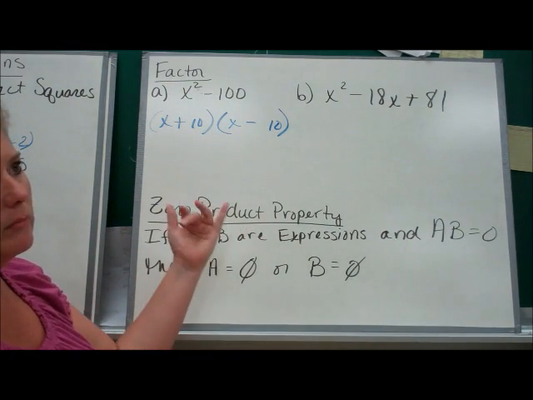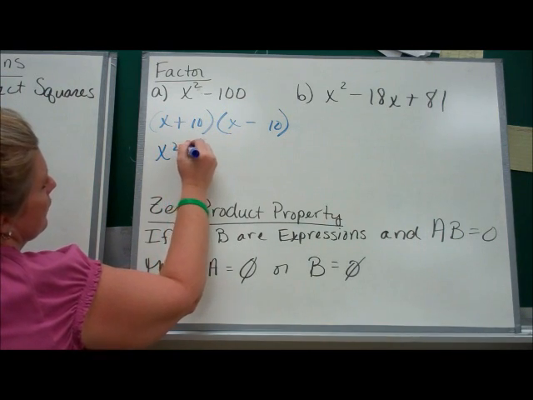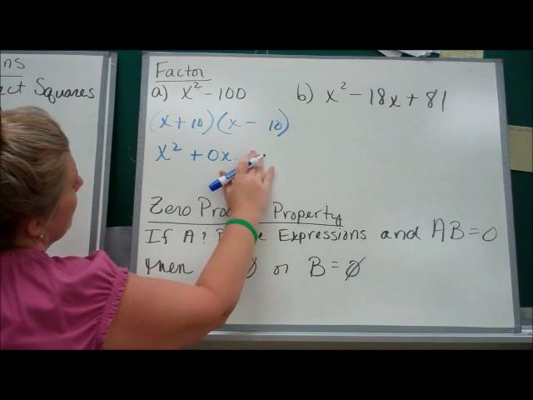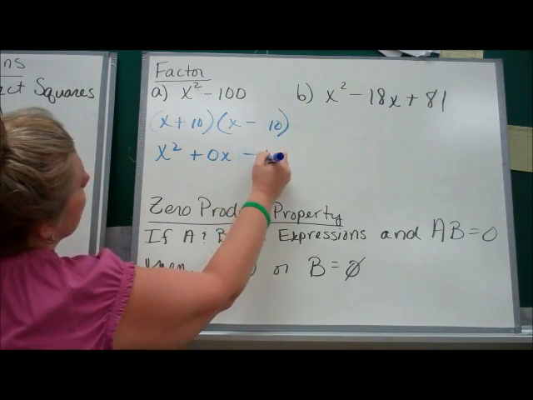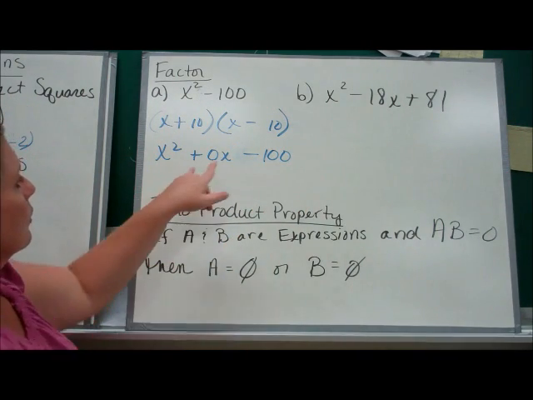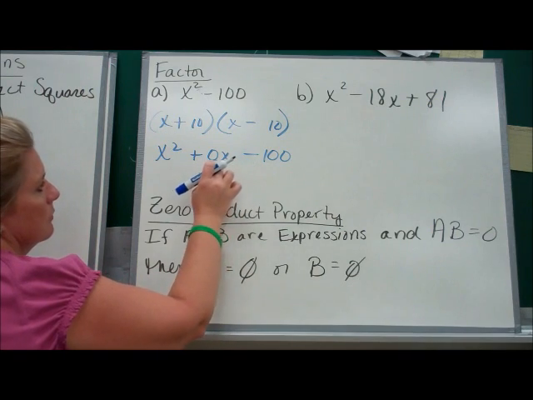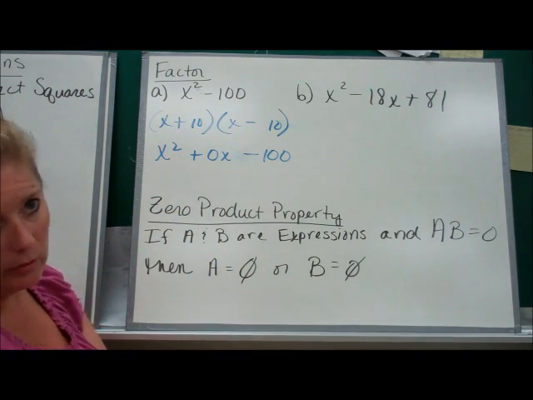If you can't remember that, then the other thing you can do is do x squared plus 0x minus 100. Yep, minus 100. You can throw that extra term in there, find the factors of 100 that'll subtract to 0, and that's how you go about that one.